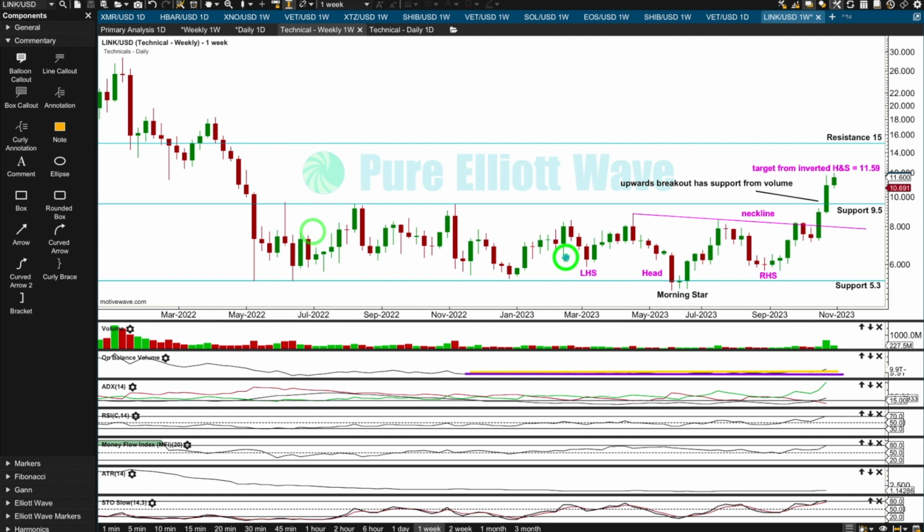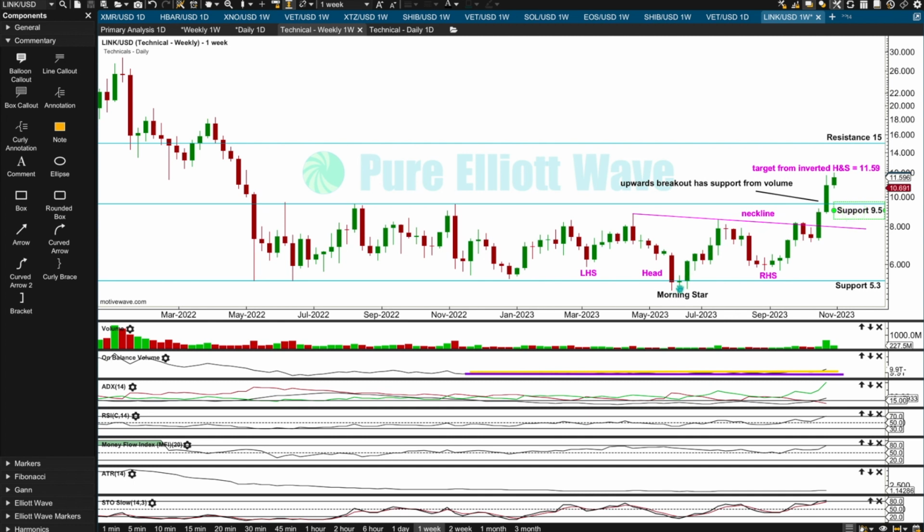There's a big consolidation here. It had resistance at 9.5, support at 5.3. Last completed week, price broke above resistance on an upward week with push from volume. This breakout is really strong and clear, so let's expect support now at 9.5.